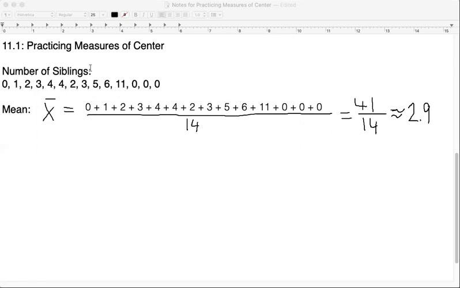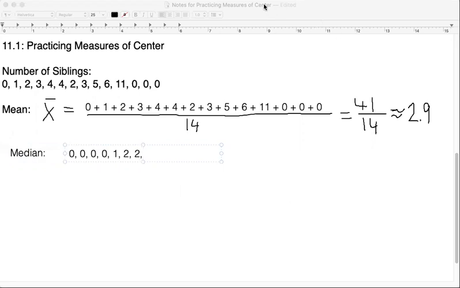Now, what about our median? Well, getting the median is a little bit more annoying because we actually need to order all the numbers from smallest to largest. So we're going to start with 0. How many zeros do we have? It looks like we have 4. So 1, 2, 3, and 4 zeros. After those zeros, we have 1, 1. So I'll put that down. And then it looks like we have 2 2s.